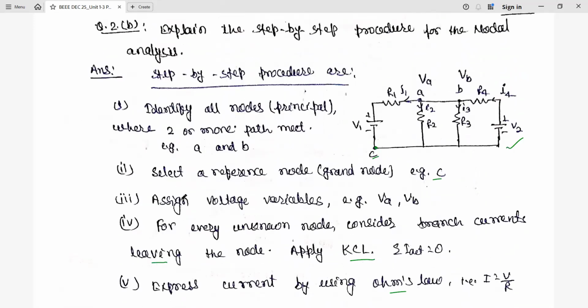Like here, for this, what is the value of I2? Here we have VA minus VC upon R2. And VC is what? Ground. So this value is going to become 0. So finally it is equal to VA upon R2. That is going to give us the current I2 value here.